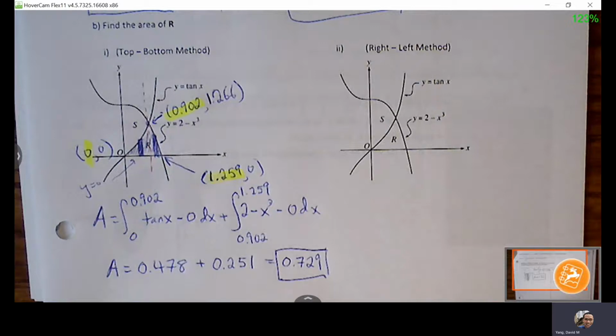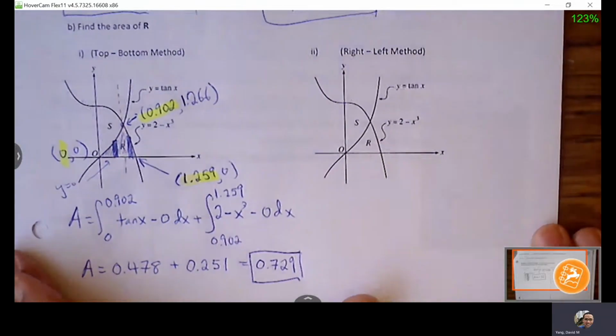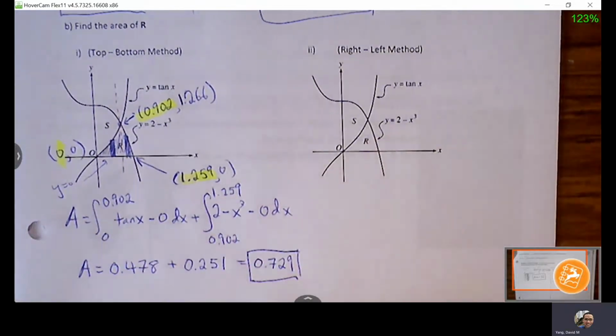I mean, we're doing volume, but this is the same foundation. We're just adjusting the equations a little bit, but this is the baseline here. Okay, any questions?